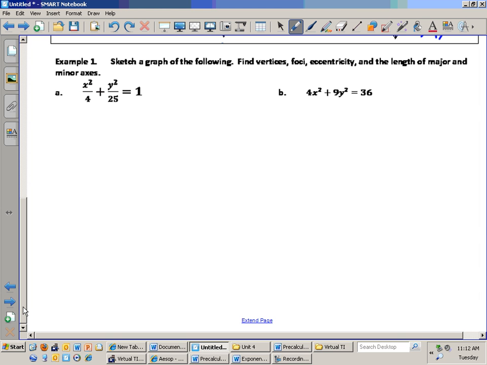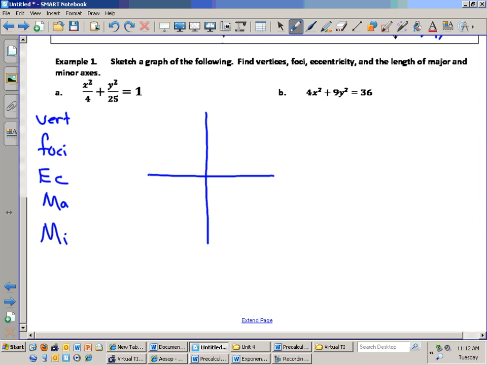Sketch the following graph. Find vertices, foci, eccentricity, major, minor. There we go. So we want to find all 5 characteristics and we want to graph it. This is going to be no problem. You guys are going to be really good at this. You're smart. All of you.